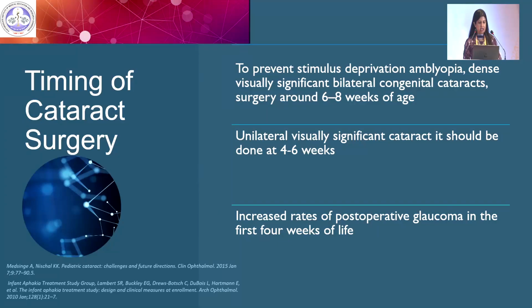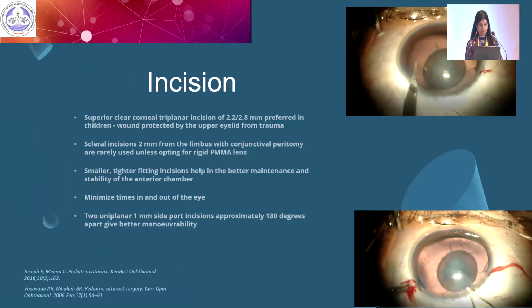What should be the timing of cataract surgery? Bilateral should be done around 6 to 8 weeks of age and unilateral around 4 to 6 weeks of age. We must remember that there are increased rates of postoperative glaucoma in the first 4 weeks of life.